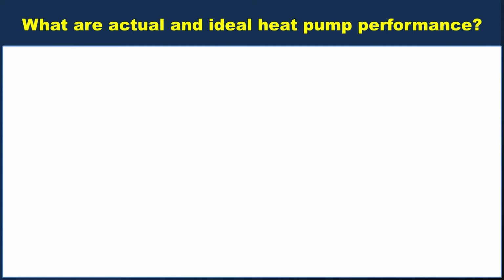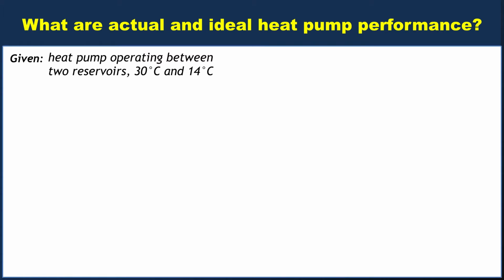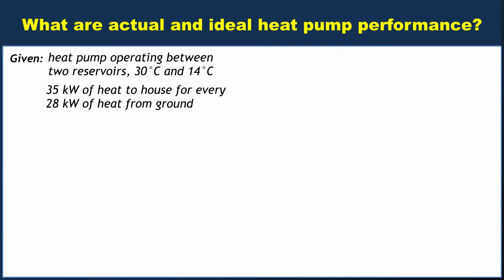And in some cases you live in the hot reservoir, so when a heat pump is attached to your home in order to heat it, you're actually living in the reservoir. We'll use that detail in this problem. We're given that a heat pump operates between two reservoirs, one at 30 degrees C, that's your house, the other at 14 degrees C. So, you get 35 kilowatts of heat power to the house for every 28 kilowatts of heat power from the ground. We're just told that about this particular heat pump.